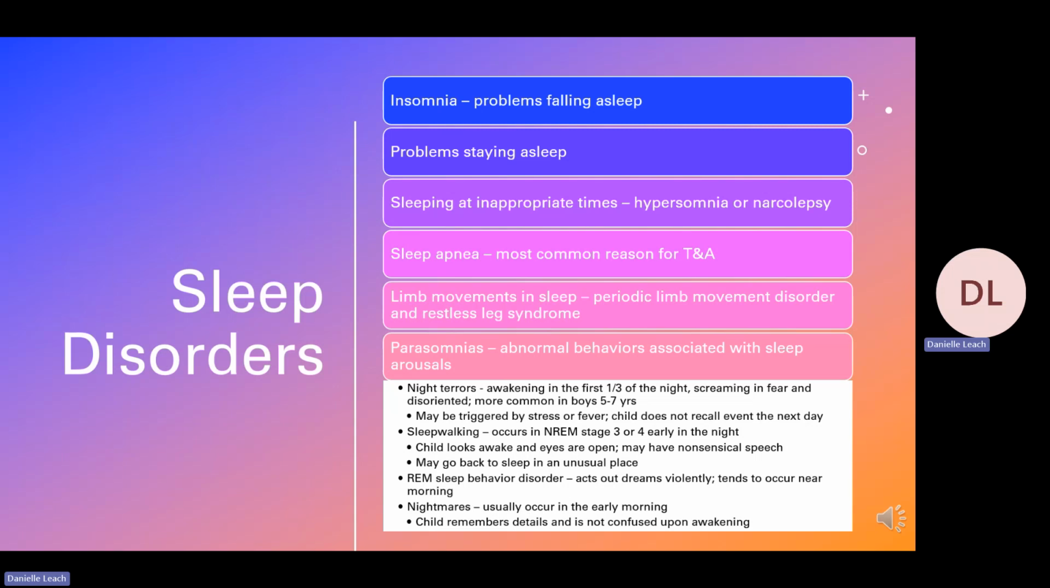This tends to run in families. And usually these sleepwalking episodes are brief, just a few minutes, but they can last extended periods of time. Obviously, there is safety issues associated with this if the child does, say, go outside. There's REM sleep behavior disorder, where the child basically acts out their dreams violently while they're sleeping. This tends to occur near the early morning. And then, of course, nightmares, which are extremely common, usually occur in the early morning as well.